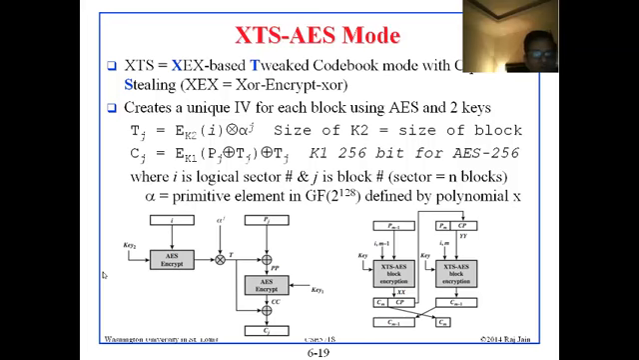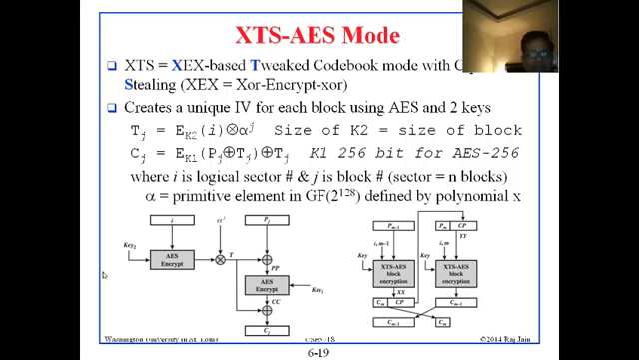Okay, 0 through 2 raised to 127. So that big polynomial is alpha, and then you do alpha raised to j for the jth block. j is the block number, and i is the sector number. Each sector has n blocks.